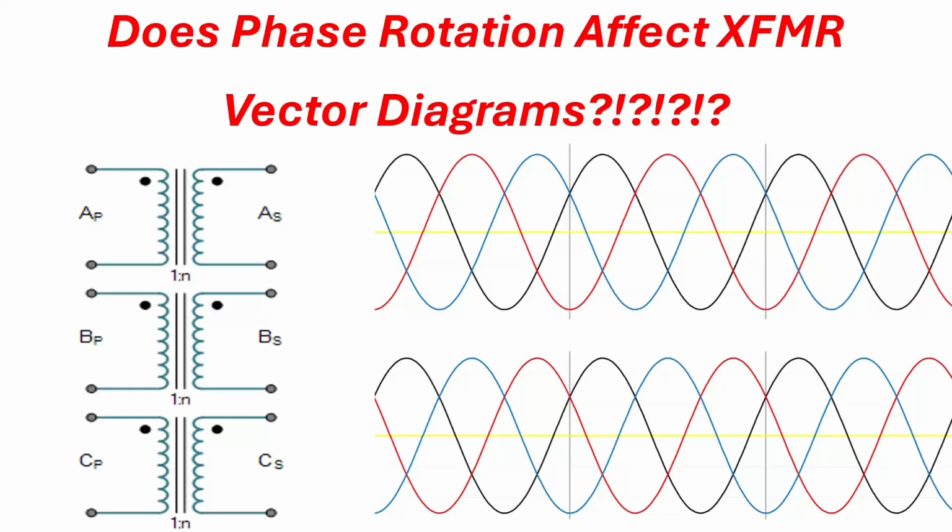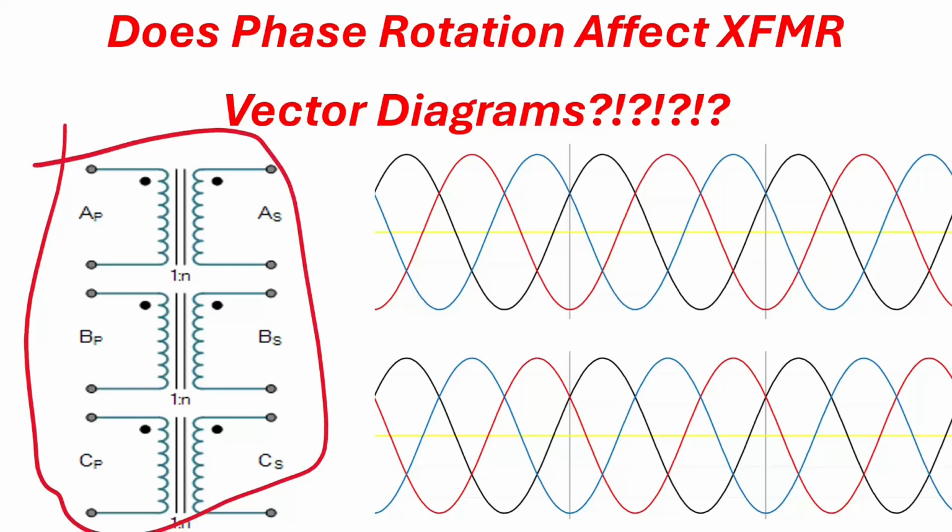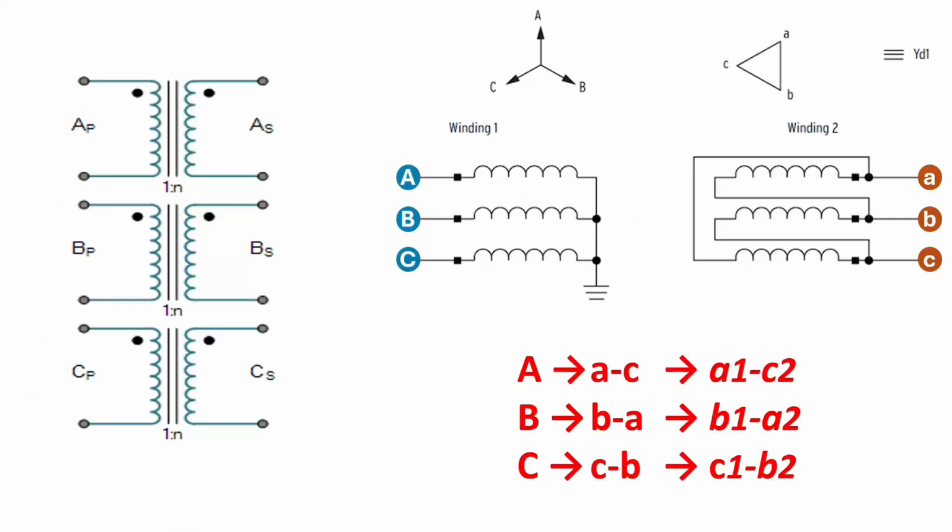Does phase rotation affect transformer vector diagrams? It's irrespective of the phase rotation, and it's completely dependent on the winding configuration. Okay, so we're going to take a look at this. This is our standard ABC right here, ABC and ABC on the secondary.